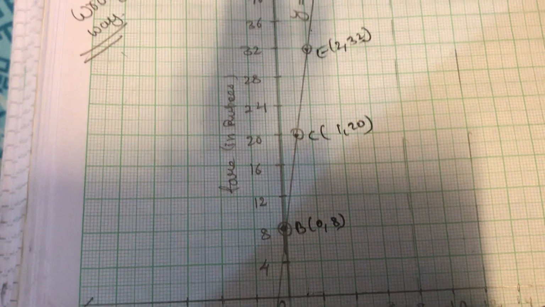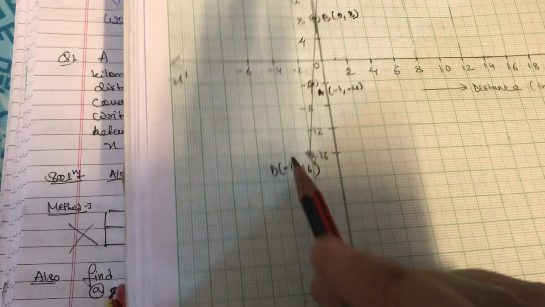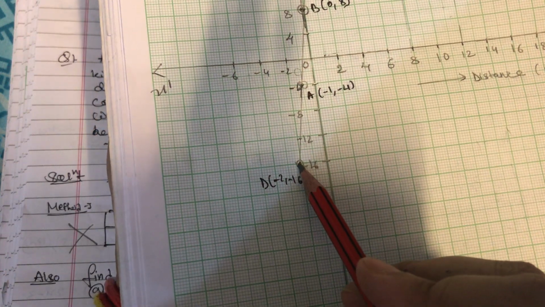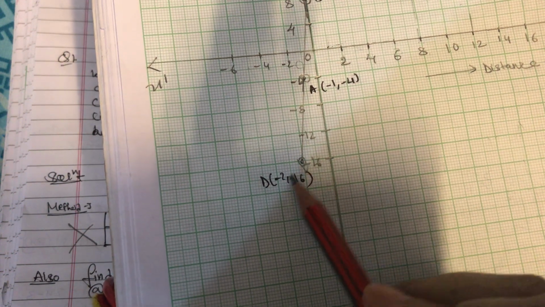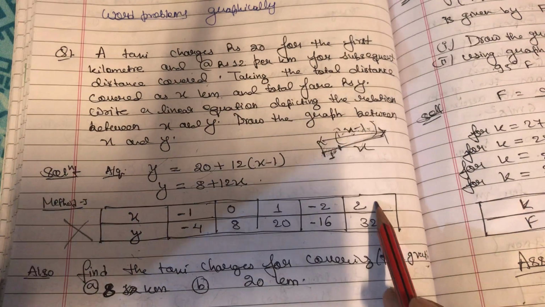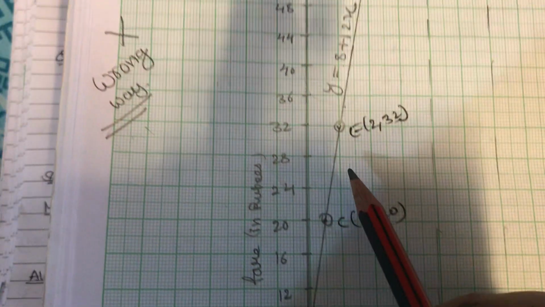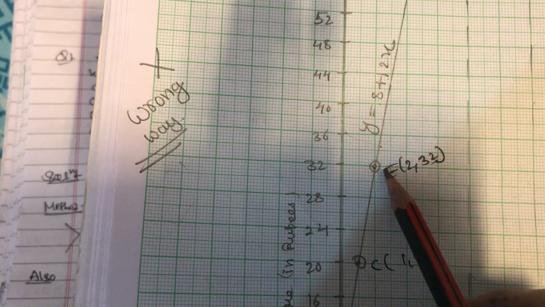And the next point after that is -2 and -16. So this is my -2. Now I'm searching for -16. So here both will meet. So this point is -2 and -16. And at last I have to find 2 and 32. I'll get it here. So this is my 2 and 32. So these are my points.